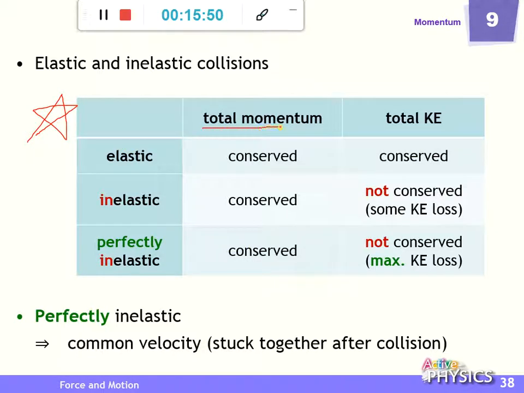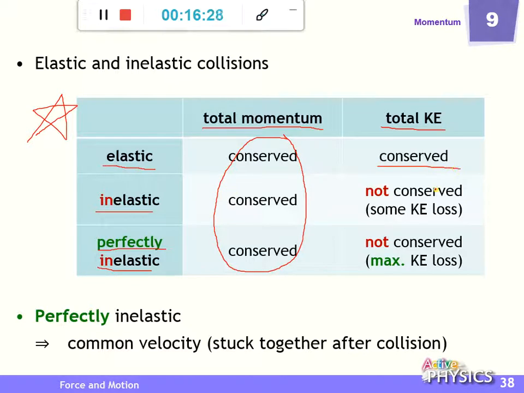Look at this. Total momentum is conserved in all cases, any cases, including elastic, which means low kinetic energy loss, inelastic, and also perfectly inelastic, which means total energy loss. For any type of collision, all of them will be conserved. The total momentum before and after the collision should be the same. The total kinetic energy will be the method to distinguish what they are.